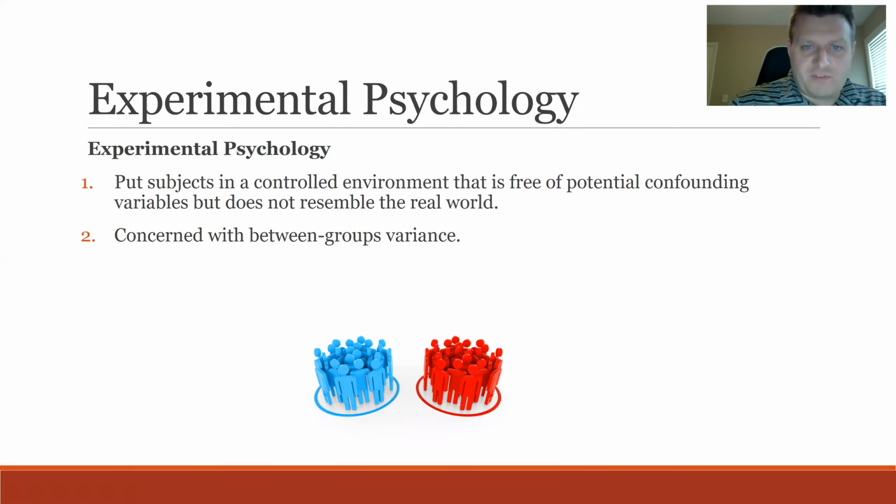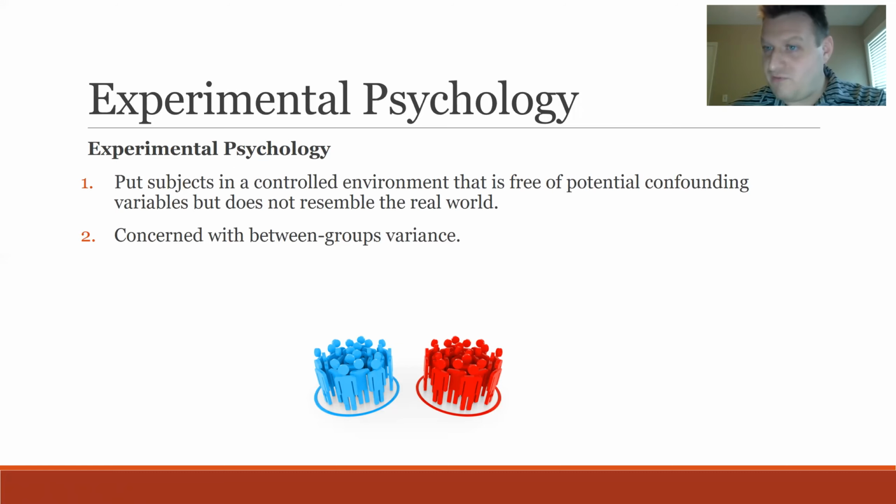Another aspect of experimental psychologists: they are concerned with between groups variance. They are concerned about the differences between their experimental condition and their control condition. They don't care about the variability within these groups. They care about the differences between the experimental group and the control group. And if there is a great amount of difference, then they say that is a statistically significant difference, and our treatment, our independent variable, caused some change in the dependent variable.